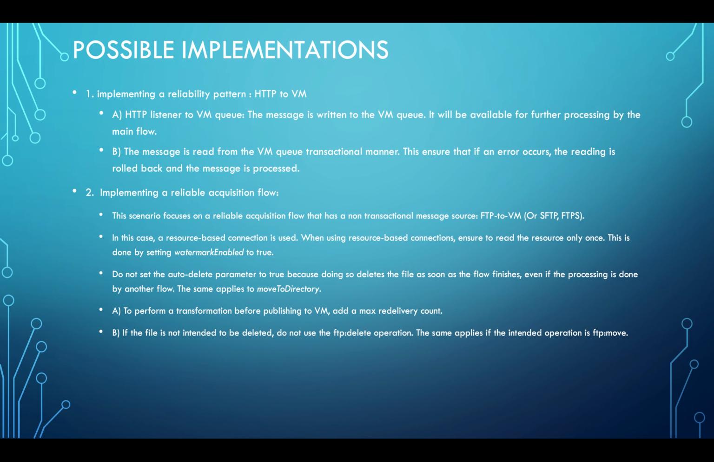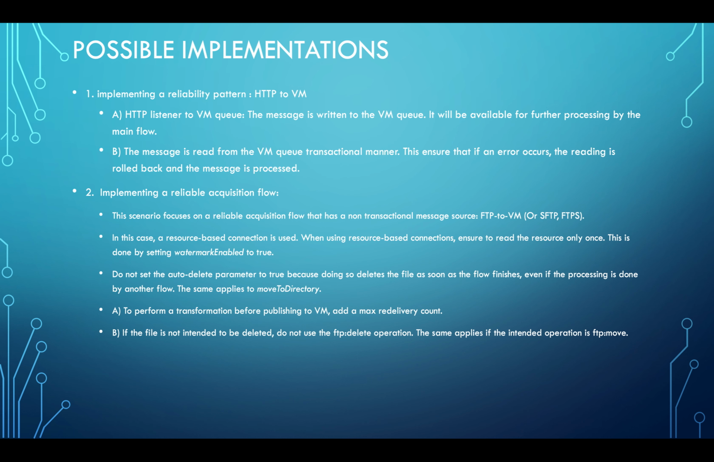So I have listed two possible implementations for this reliability pattern. One is from HTTP to VM. I will be taking care of both of these use cases in our demo session. Just to give you a hint about it, we will be starting with an HTTP listener and it will be putting the message on a VM queue, and once the message is published to that VM queue, it is read from that VM queue in a transactional manner, and if there is any error, the reading of that particular message will be rolled back and the message is again available for consumption.